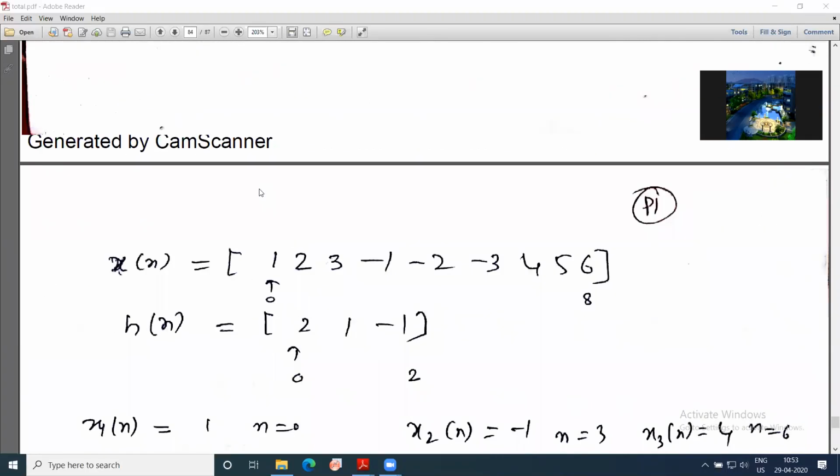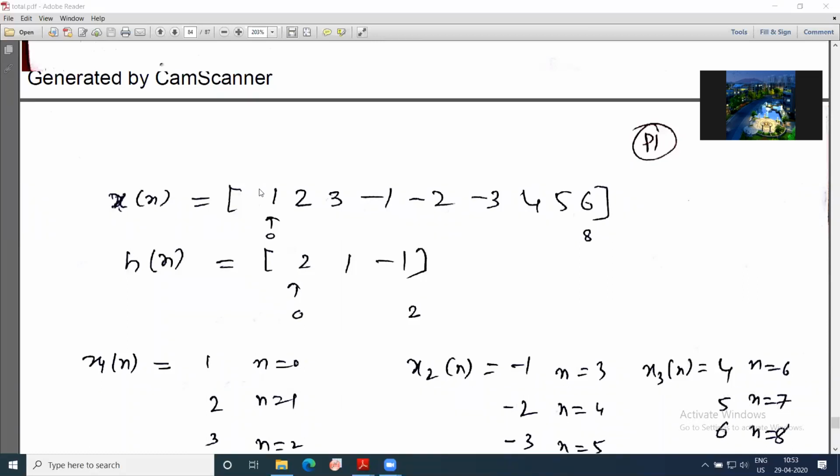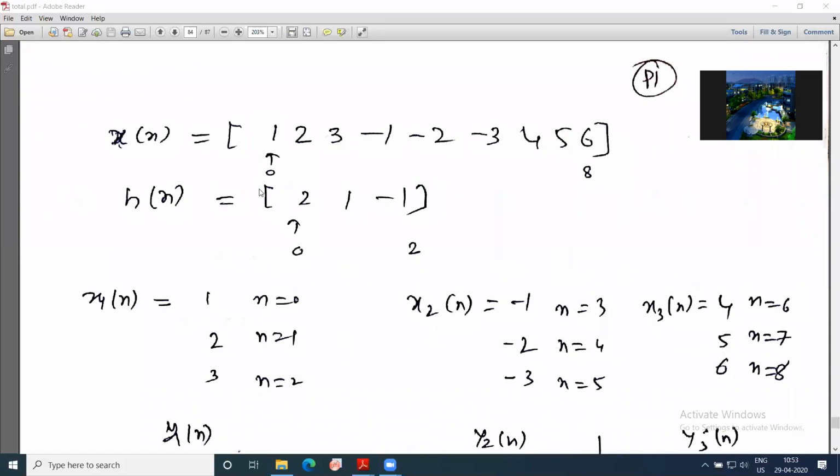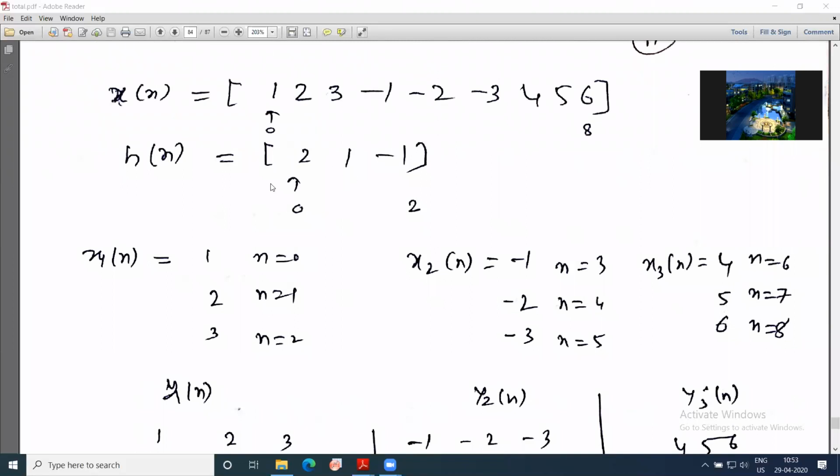Sir, you said the number of overlaps would be n2 minus 1, so what is n2 here? It is 3, 3 minus 1, so why is the number of overlaps 4 here? n2 is the length of h of n. The length of h of n is 3. The number of data points is the length. So if you have 3 data points, the length is 3. So if it is 3, then n2 is 3. 3 minus 1 is 2.